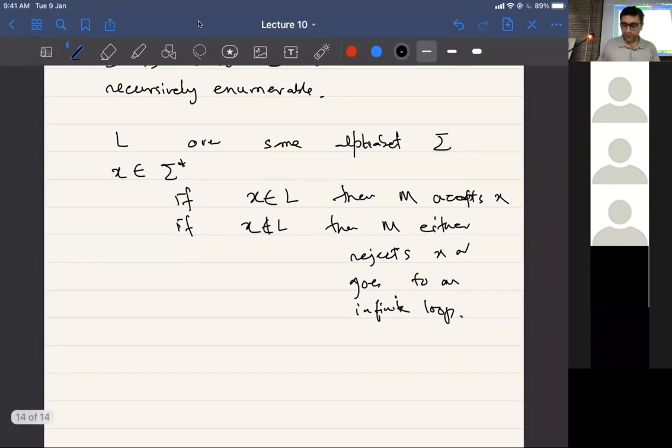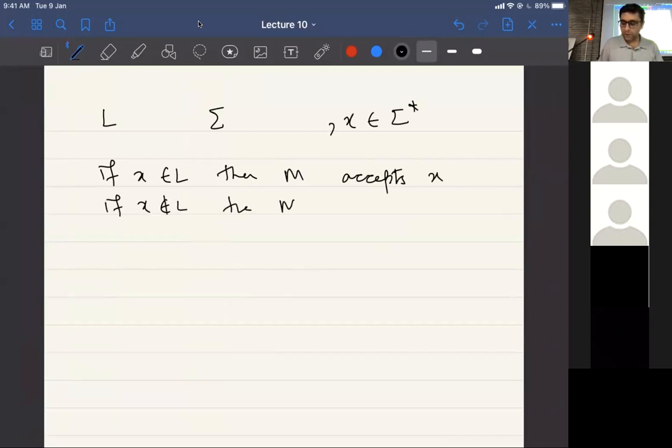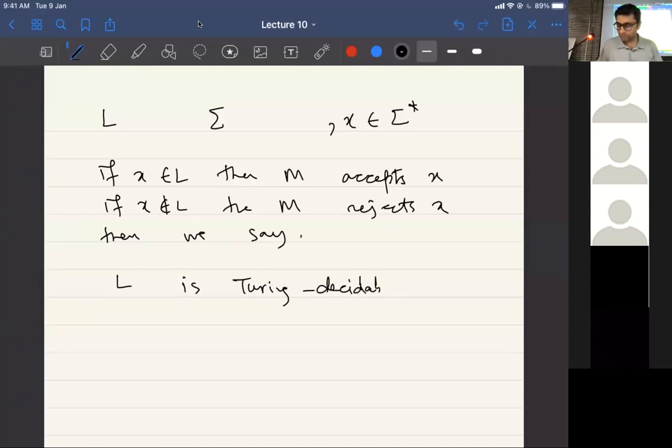But if it is not the case, and rather L is a language over some alphabet and there's a string X from this alphabet, and if X belongs to the language L, then Turing machine M accepts X, and if X is not in L, then Turing machine M rejects X, then we say L is Turing decidable, or we can say L is recursive. So we have two things: Turing recognizable languages and Turing decidable languages.